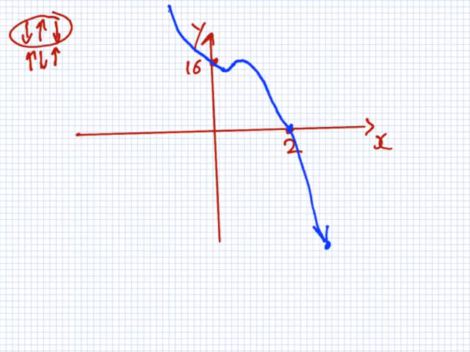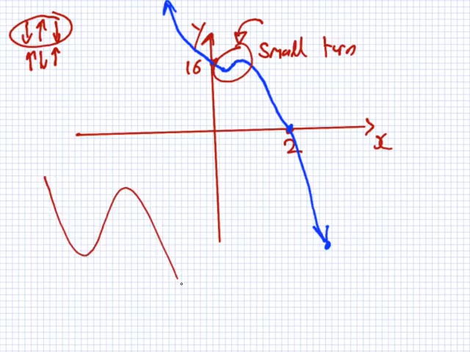It's ugly, I know, but there's a small turn here. So it's not as big as a normal cubic. It's a very, very small turn. It goes up to 17 and then comes back down.